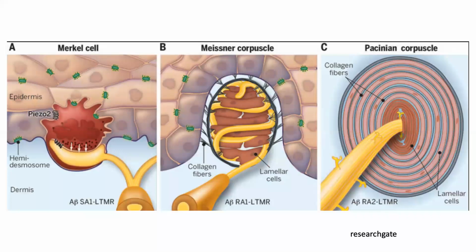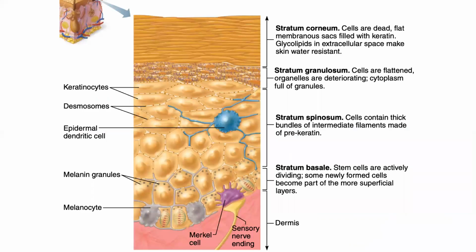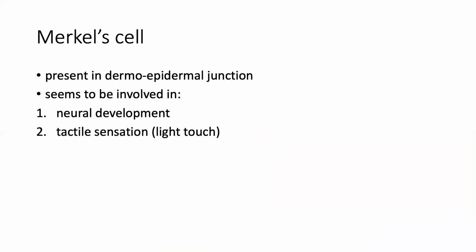So these are the diagrams of the Merkel's, Meissner's corpuscle and Pacinian corpuscle. As we know, Merkel cells are present in the dermoepidermal junction, and their function is to pick up the tactile stimuli or very light touch. They might also play a role in neurodevelopment.